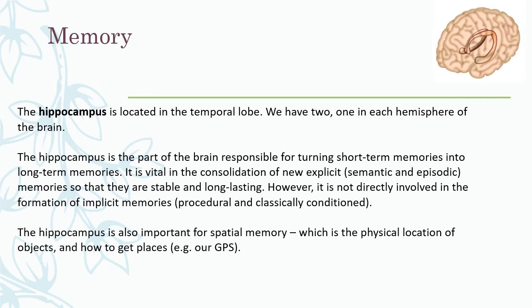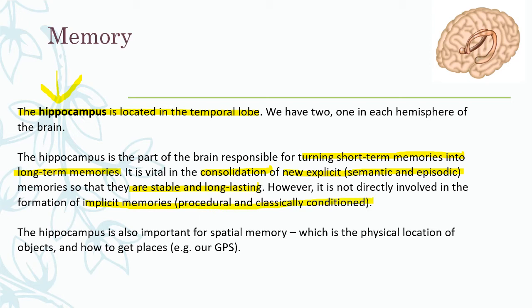All right, so the hippocampus is located in the temporal lobe. And remember, hippocampus is vital in the consolidation of memories. So it's part of the brain responsible for turning short-term memories into long-term memories. VCAR tend to ask a lot of questions about the hippocampus, so you may want to review this in great detail. It's vital in the consolidation of new explicit, so facts and episodes in your life, so that they are stable and long-lasting. However, it is not directly involved in the formation of implicit memories, so procedural and classical conditioned.